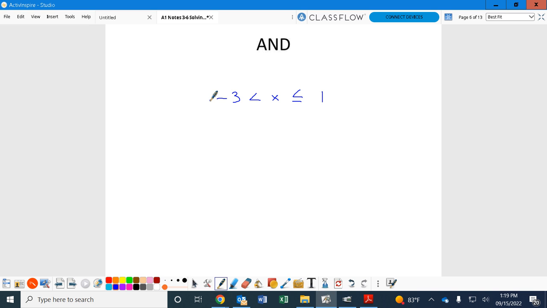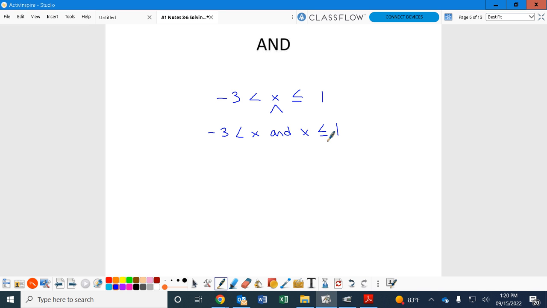Okay, here we go. If you're going to take this and turn it into an "and" statement, you break the x apart and repeat it. So it's going to be negative 3 is less than x, and x is less than or equal to 1.